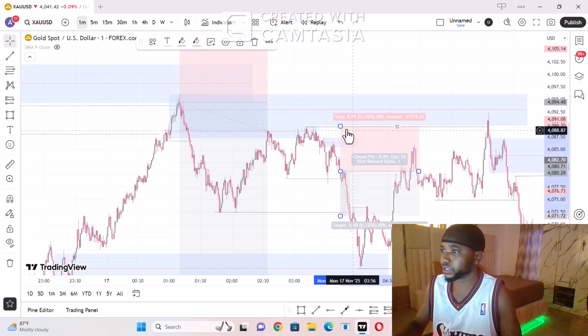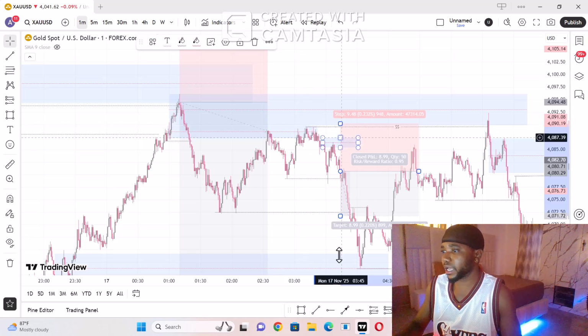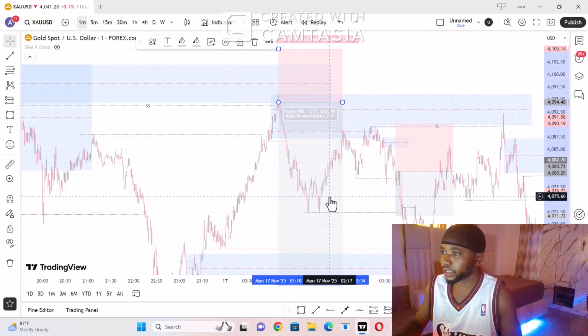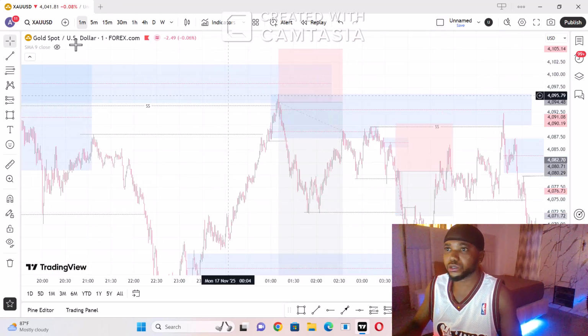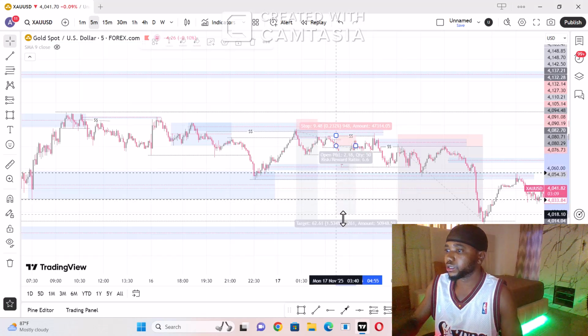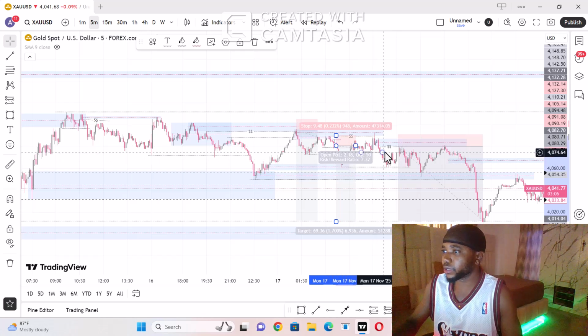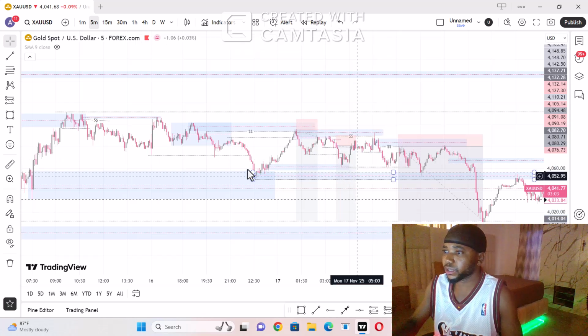Yeah, after this candle exactly, and I placed my stop loss below, at the top of this, after this last high. Then I targeted the same area. Let's go to 5 minutes. I targeted the same area, this same area, after I noticed the market reacted to this.